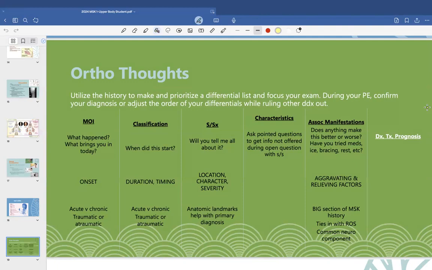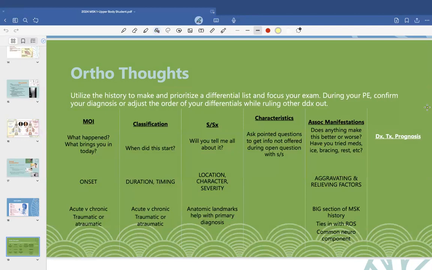But a big section of the MSK ties in with review of systems. And there's usually a large neuro component: numbness, tingling, strength, weakness. So every MSK complaint should have that line of review of system questioning. I think of ROS basically as my associated manifestations, so ask all those things up front. But you do want to know numbness, tingling, strength, weakness. That needs to be a big habit.